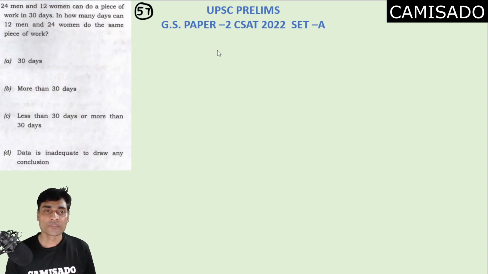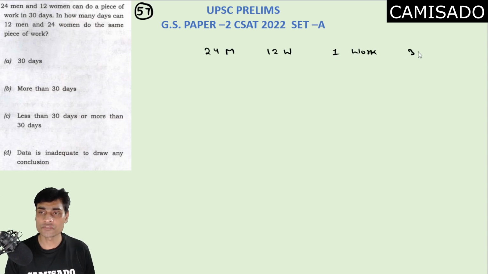Next, this is again a question of work, manpower, time and work we can say. So here it is given that 24 men and 12 women can do one work in 30 days.